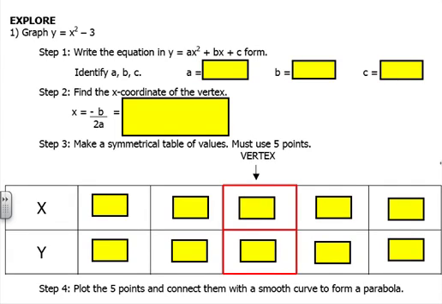In this quick video tutorial, I'm going to show you how to graph a quadratic equation, of which the graph will end up being a parabola. So here we have the equation y equals x squared minus 3.